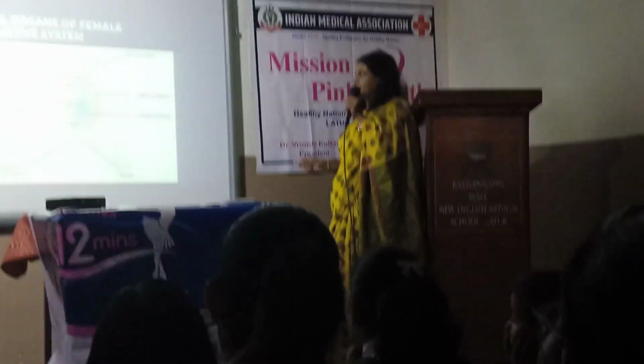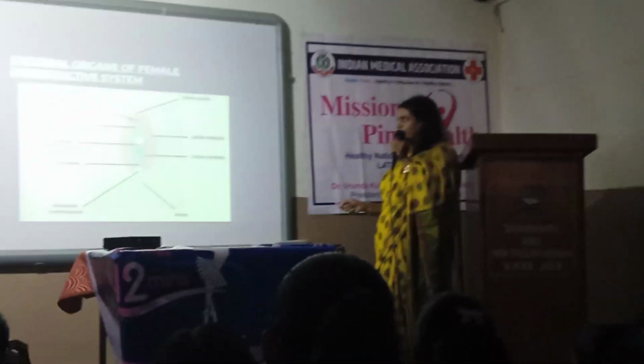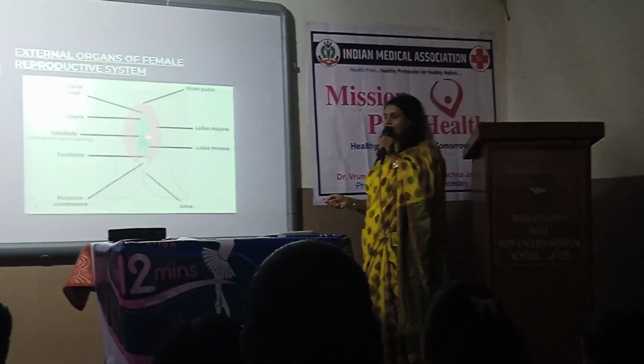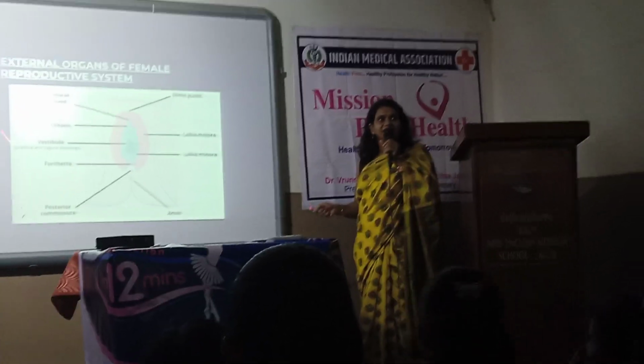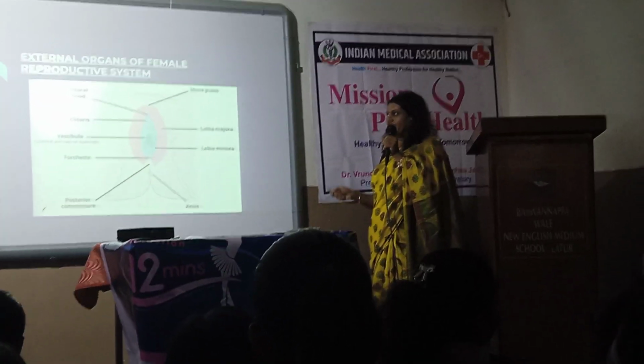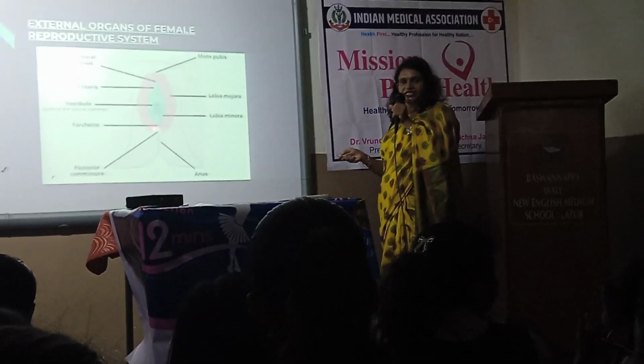These are the external organs of the female reproductive system. What are these pink structures? These are the labia majora and labia minora. These are the lip-like structures which are folds of skin placed on either side of these three openings.